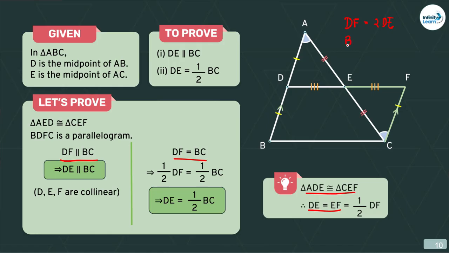DF is nothing but BC. Both sides are equal. AE is equal to twice of DE, so DE will be half of BC. Yes or no? So we have proved DE is parallel to BC and DE is half of BC. Clear? So we have proved the midpoint theorem.